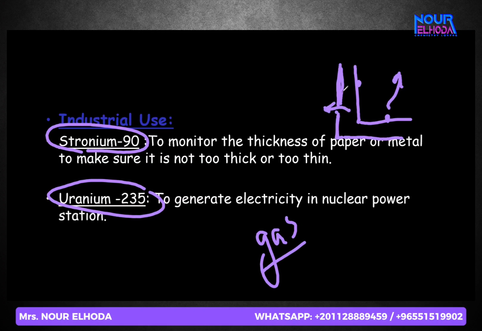Since there is leakage, if I want to know is there really a leakage or not, you can use the strontium. The strontium is going to show you actually if it's working, the gas pipe, is it good or is there any leakage. You can know this by using strontium 90 or, in general, radioactive isotopes.